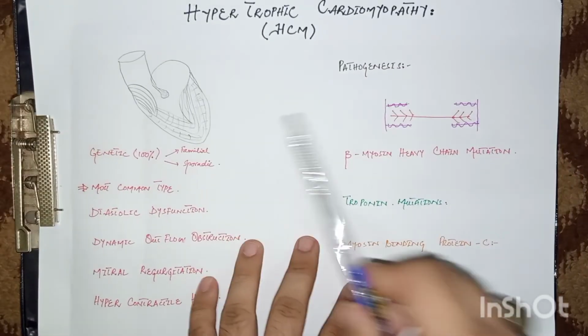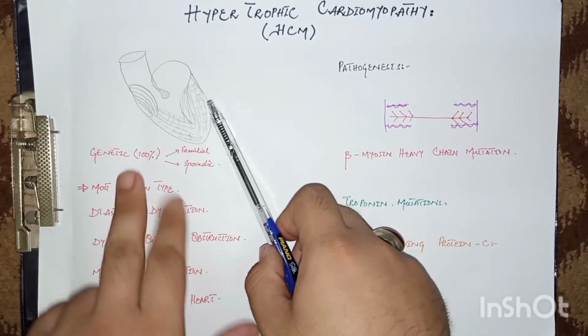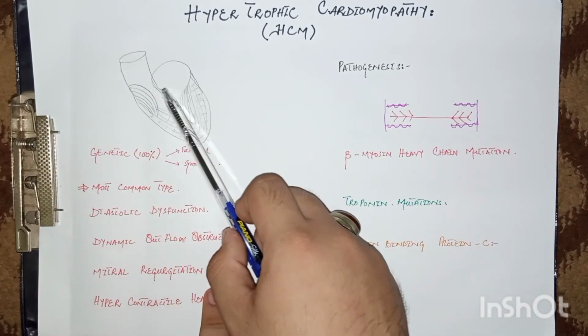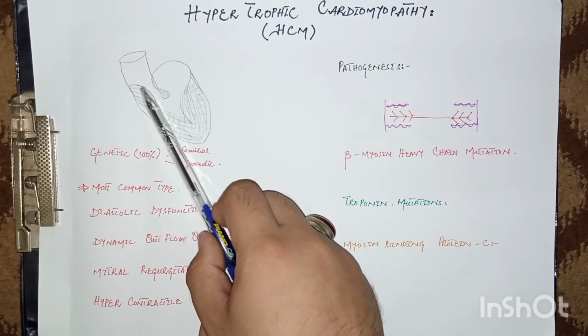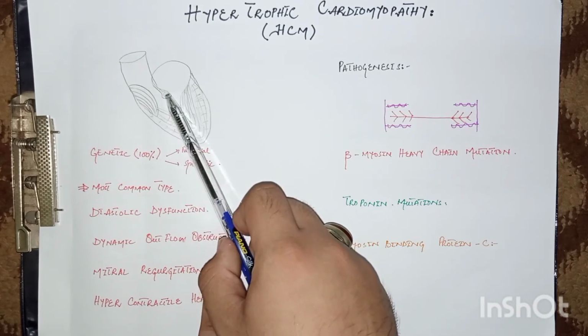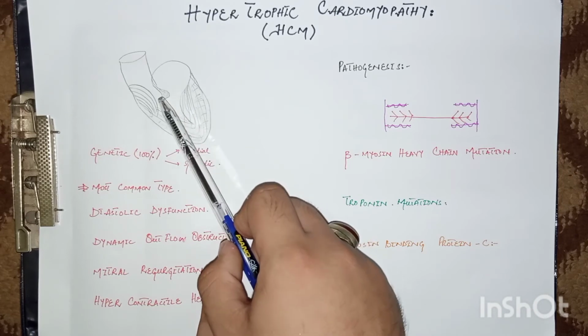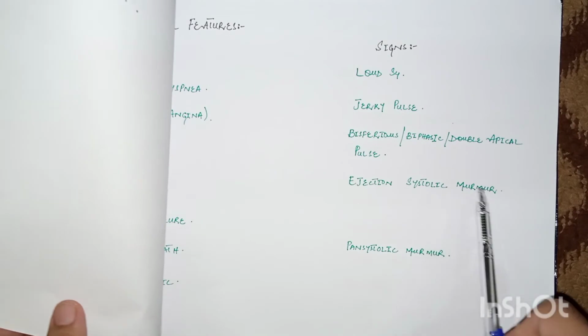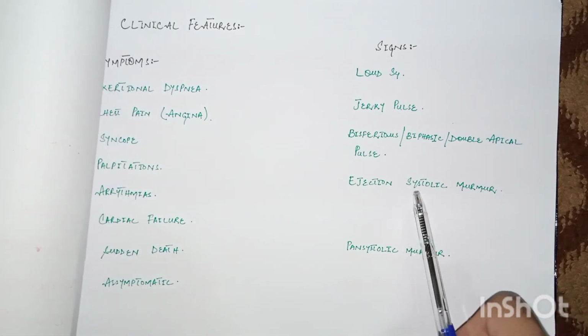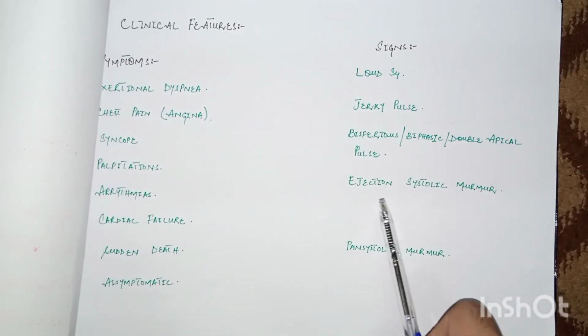As discussed previously, during the systolic phase, when the heart contracts, the anterior leaflet of the mitral valve touches the asymmetrical hypertrophy of the septum and causes the blockage. Due to this blockage, a murmur is produced which is called ejection systolic murmur. It occurs during the systolic phase.